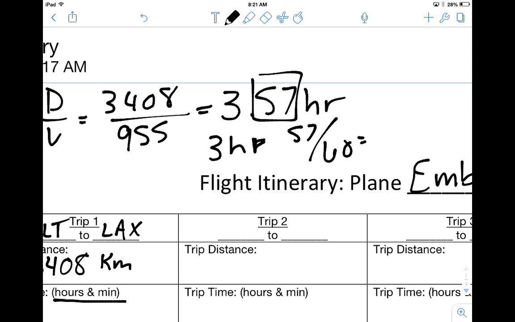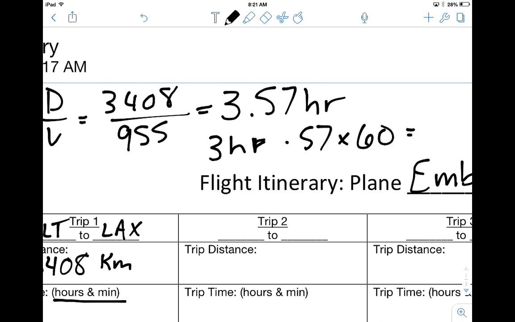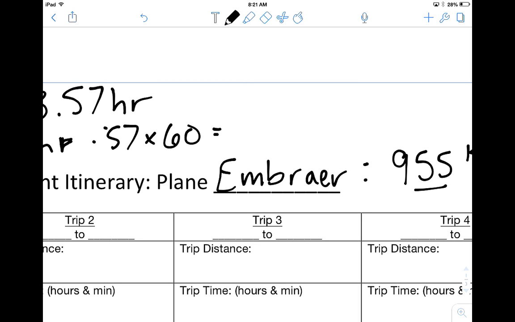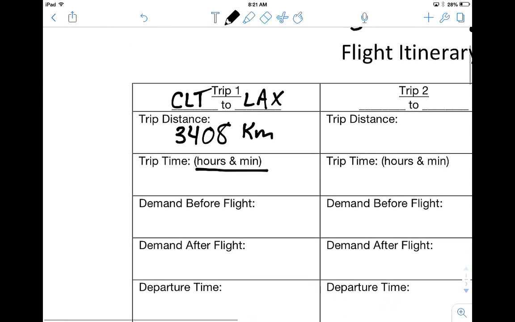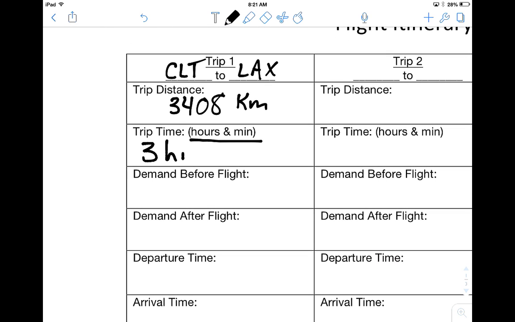And no, that's not right. Oh my gosh. What kind of idiot am I? 0.57 times 60. All right, so I'm just going to take my 0.57, sorry, I've got my calculator here, times 60. All right, so I've got 3 hours and 42 minutes. And just go ahead and round to the whole minute, okay? So this is actually 42, so it's 3 hours and 42 minutes. And I'll put that. Sorry, it's a good idea for you guys to have a piece of scratch paper out, by the way. Okay, so I've got 3 hours and 42 minutes.